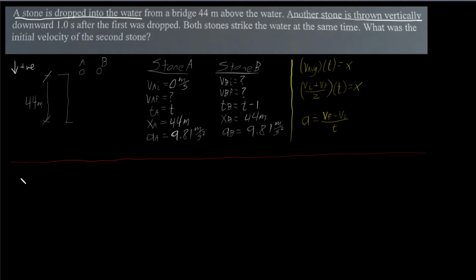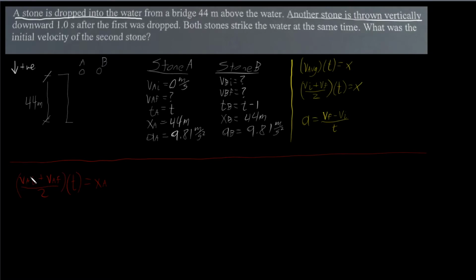So we have stone A's initial velocity plus stone A's final velocity divided by 2. This is just equal to the average velocity times the time that stone A falls, which is equal to the distance that stone A travels. Now, let's take a look at how many unknowns we have in this equation. What do we not know?